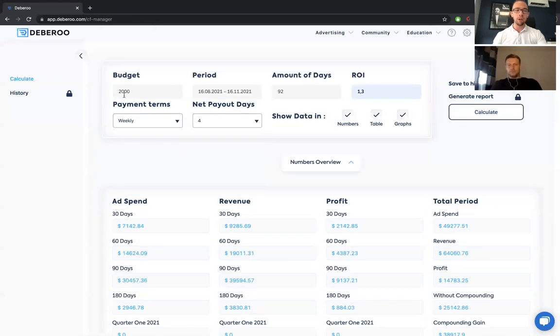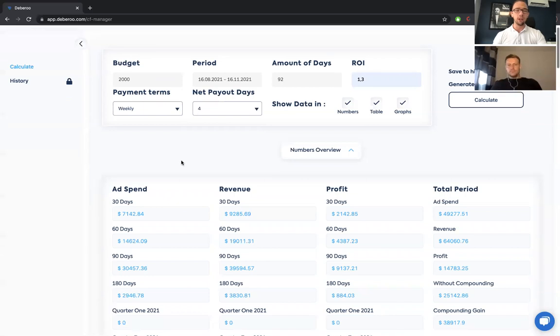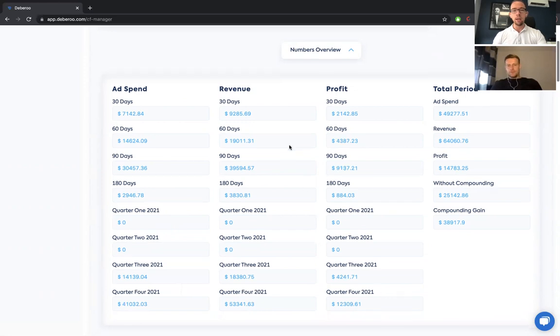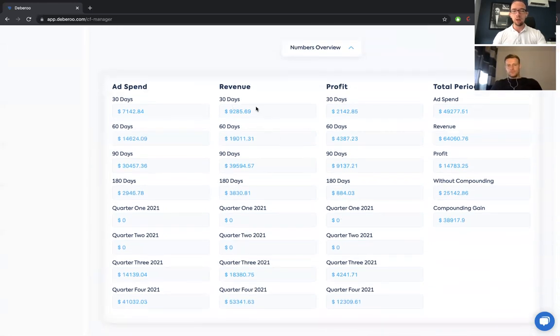Well, how can we only spend 30K if the budget is 2K? Well, because you get paid weekly, so the money compounds, right? The cash flow flows accordingly. So here you have the quarters, but obviously you would only operate in the third and fourth quarter of the year. The main interesting part will be here, your revenue.